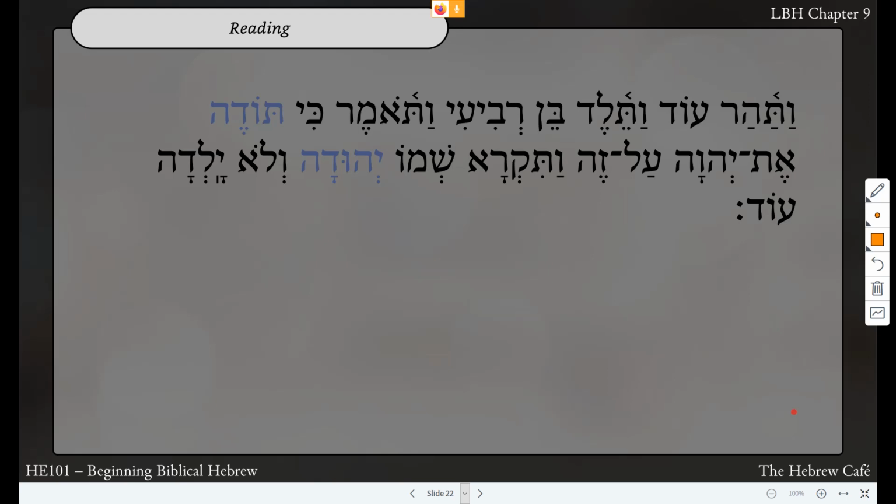Okay. All right. So, Vatahar, this is again Leah getting pregnant. Vatahar od, Vatelet ben, Revi'i, Vatomer, Kitode et Adonai alze. Vatikrashmo Yehuda. Yehuda is connected to Tode. Velo yalda od. So, she got pregnant and bore a fourth son, and she said that she would give thanks to the Lord.